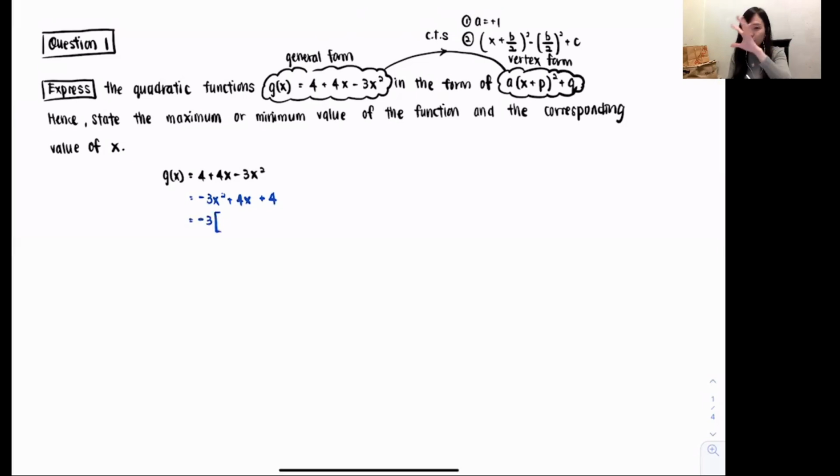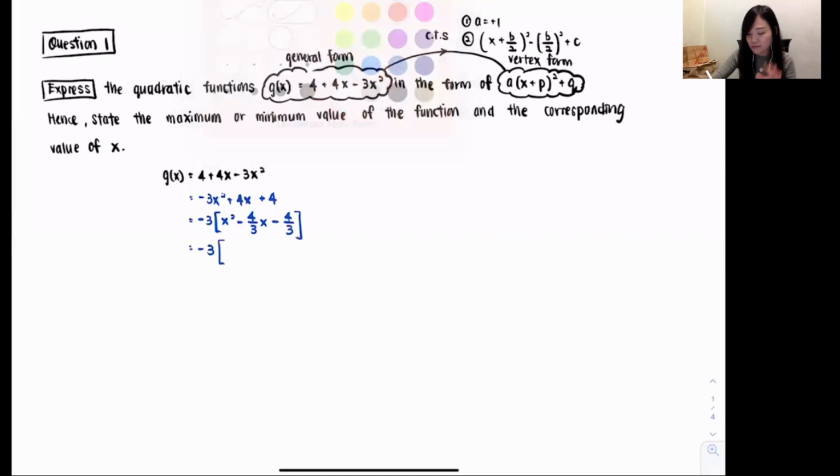Instead of doing that, you factorize again. Factorize means divide. Negative 3x squared divided by negative 3 is x squared. Positive divided by negative, negative. 4 divided by 3, 4 over 3, x. Positive divided by negative, negative. 4 divided by 3, 4 over 3. Isn't it somehow like that? Done the first step, let's do the second step.